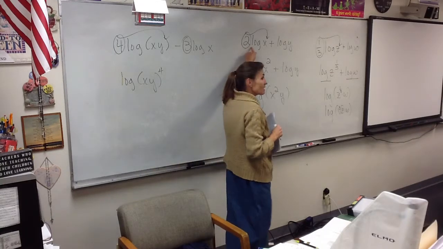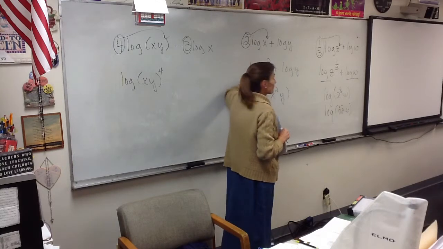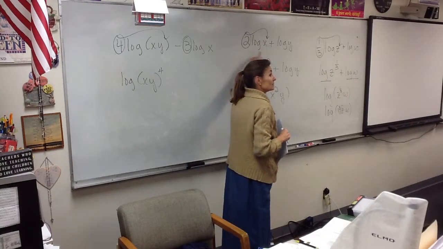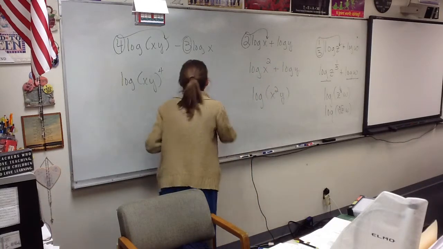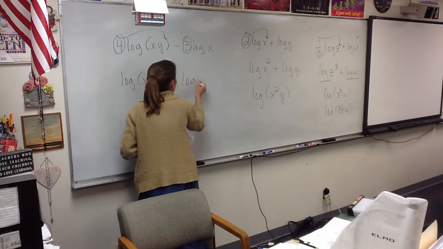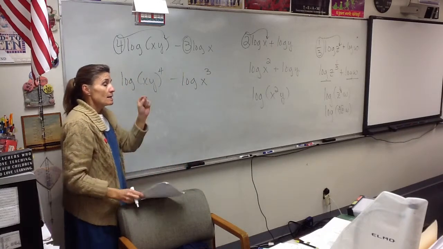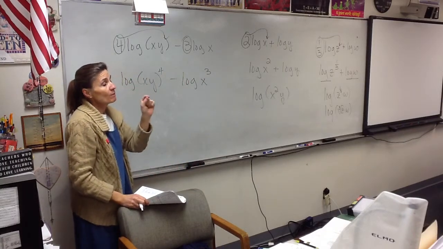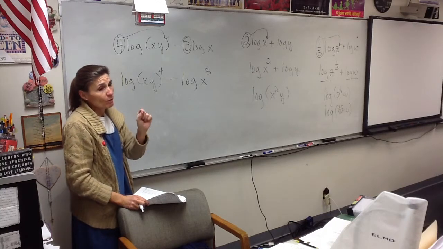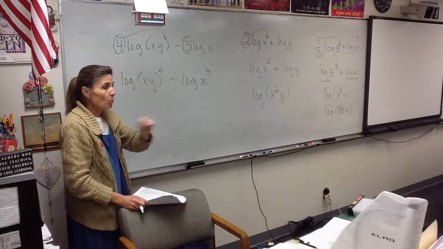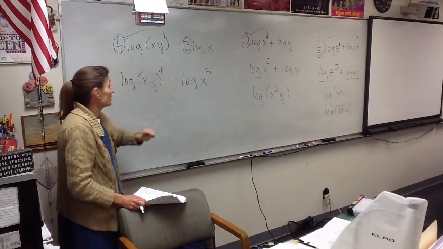What did I do with this number in front of that one, Maya? Make it an exponent. So this is going to become the log of x cubed. If there is a coefficient in front of the logarithm, make it an exponent first. Right off the bat, step 1, get rid of it, make it an exponent.